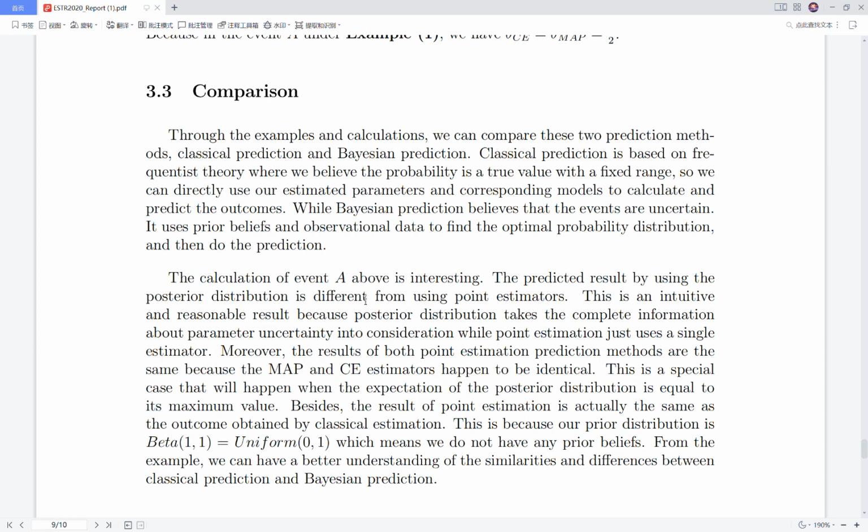The calculation of event A above is interesting. The predicted result using the posterior distribution is different from using point estimators. This is an intuitive and reasonable result because the posterior distribution takes the complete information about parameter uncertainty into consideration, while point estimation just uses a single estimator. The results of both point estimation prediction methods are the same because the MAP and CE estimators happen to be identical. This is a special case that will happen when the expectation of the posterior distribution is equal to its maximal value.